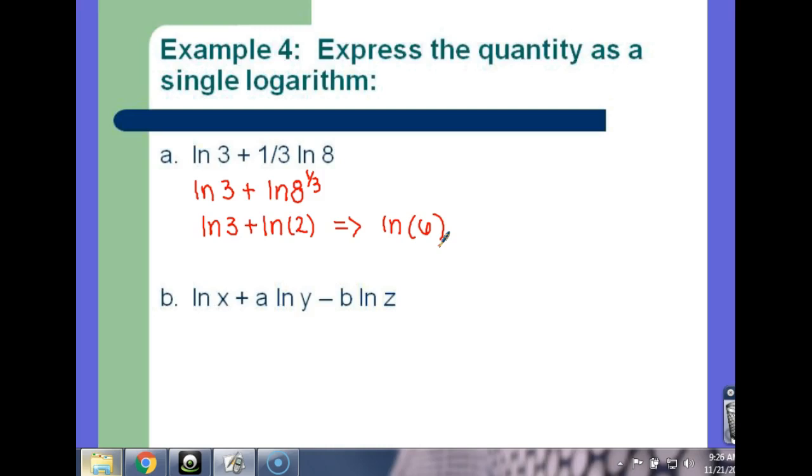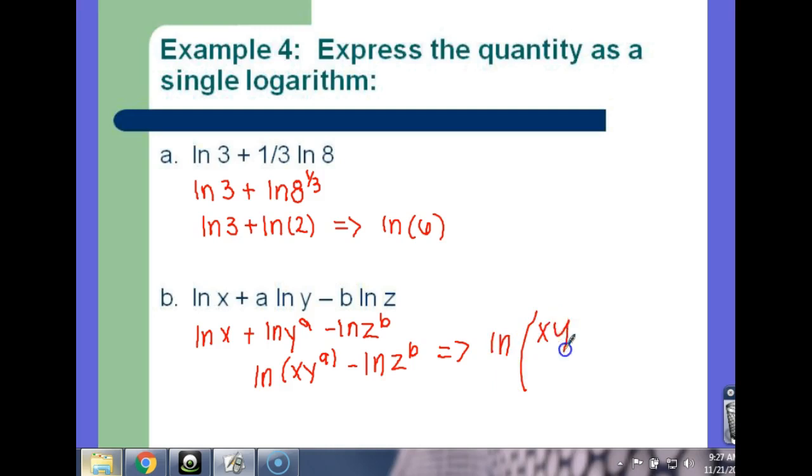The same thing is true for variables. So again, this is like a numerical example. Here's the variable: ln x plus ln y to the a minus ln z to the b. Turn addition to multiplication, so you get ln x y to the a minus ln z to the b. And then turn subtraction to division. So we get a final answer of ln of x y to the a, all over z to the b.